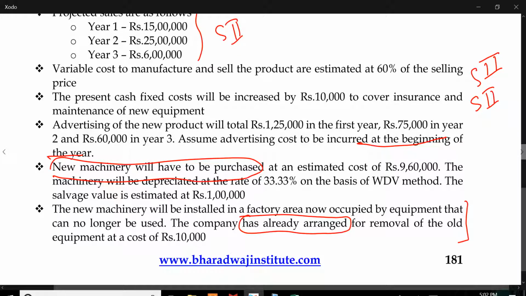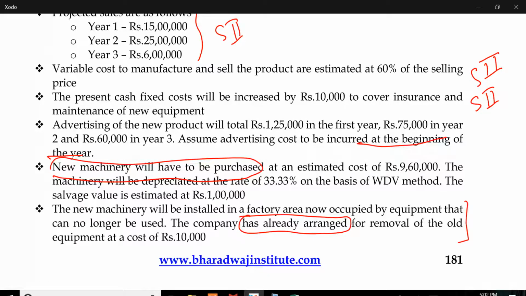Is there any link between buying the new machinery and removing the old machine? No link, because the question has already said the company has already arranged for removal of the old machine at a cost of 10,000. If you interpret it as "I am buying this new machine and because of this the removal is going to happen," then it is a relevant initial outflow.